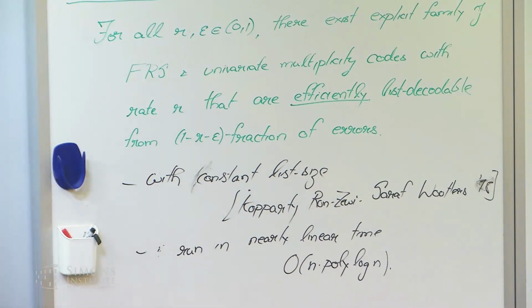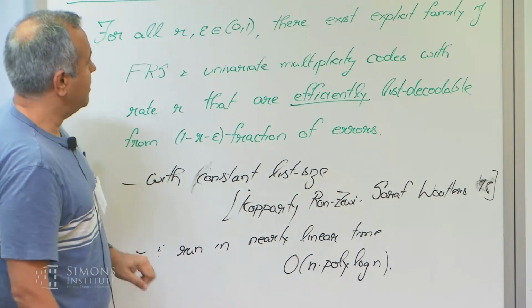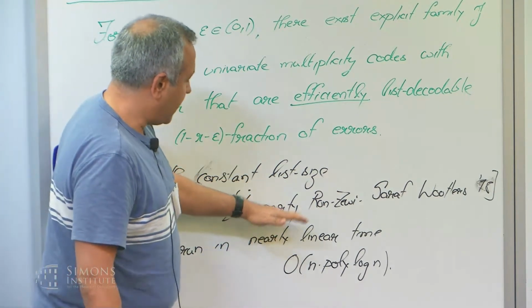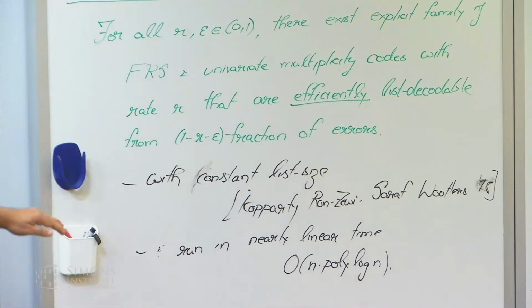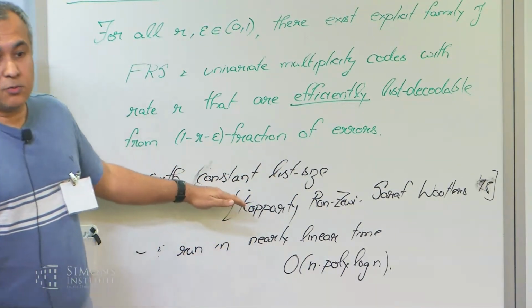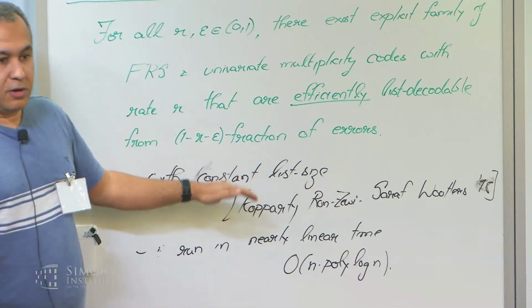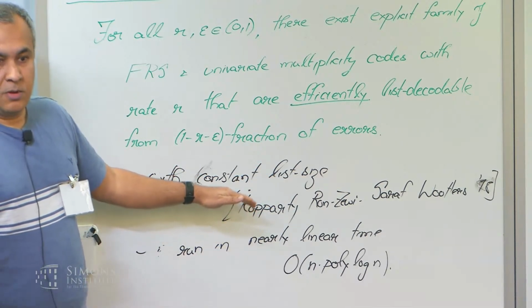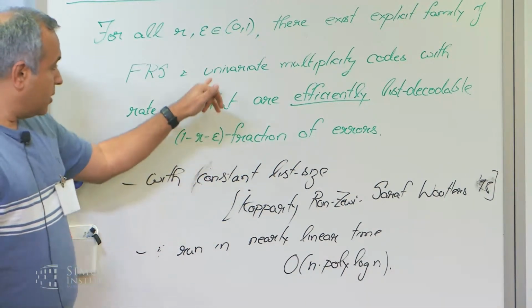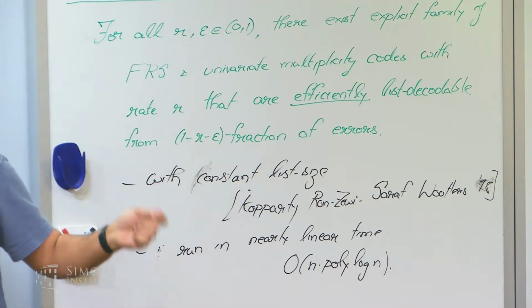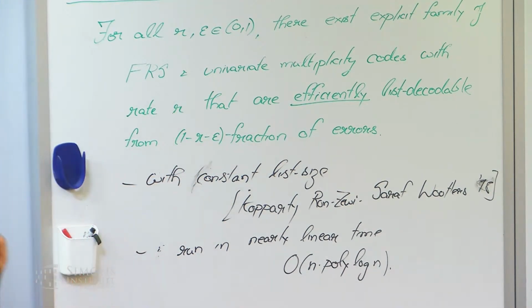Okay, so that's the result. In fact, when Swastik wrote the survey, because KRSW was not yet there, he actually asked this question for up to just the Johnson radius, not even up to capacity. It was not known even up to the Johnson radius whether you could get nearly linear time algorithms. So we'll answer both questions: up to the Johnson radius, as well as all the way up to capacity, we'll get nearly linear time algorithms.